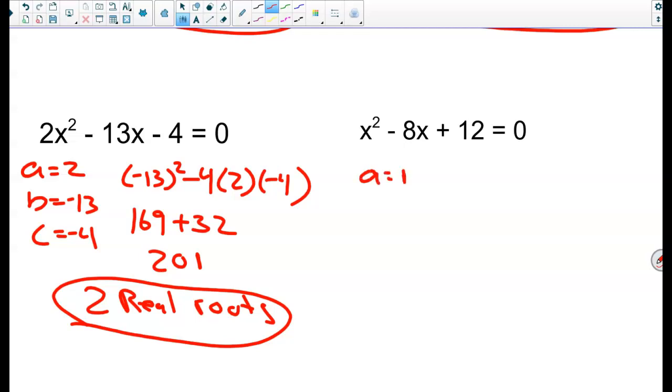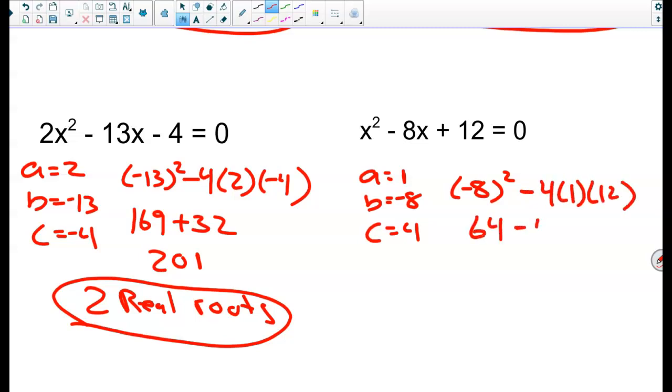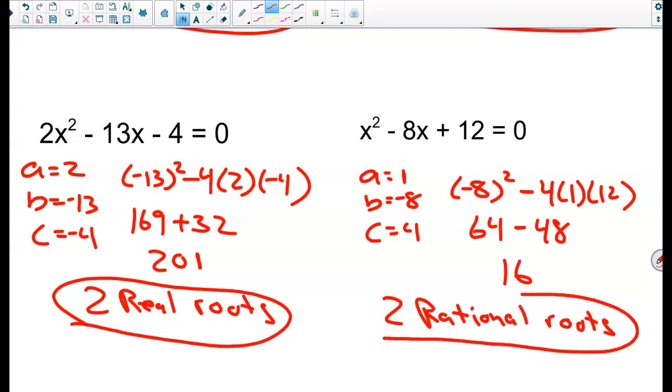My last one, a equals 1, b equals negative 8, and c equals 4. Negative 8 squared, the b squared always becomes positive, minus 4 times 1 times 12. Well, that's 64 minus 48, and that's 16. 16 is a perfect square. So not only is it greater than 0, it's a perfect square, so the roots are rational. Because the radical goes away. When there's a radical left behind, that means you're going to have complex roots if it's negative, or real roots if it's positive. If we can get rid of the radical because it's a perfect square, we get rational solutions.